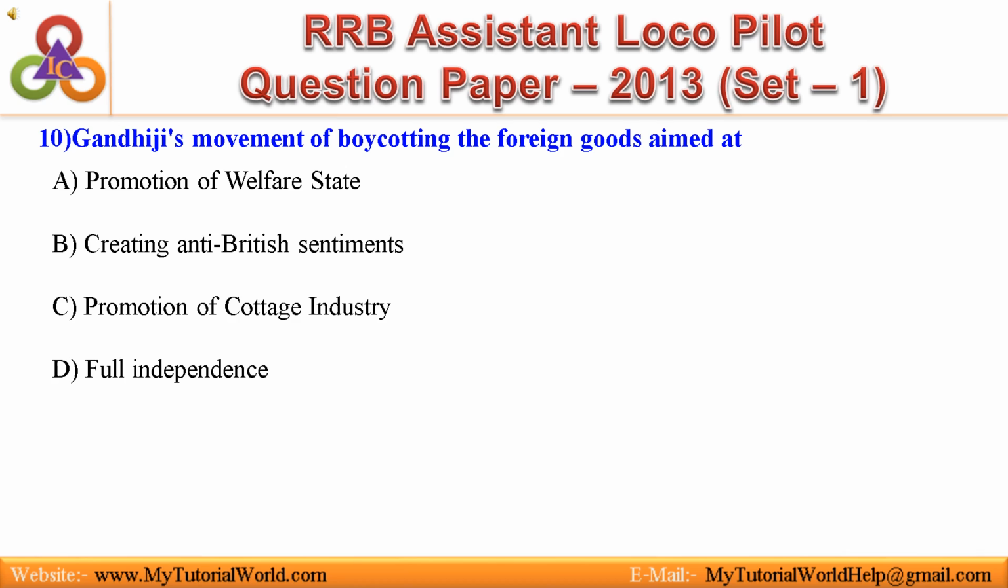Ten. Gandhiji's movement of boycotting the foreign goods aimed at A. Promotion of welfare state. B. Creating anti-British sentiments. C. Promotion of cottage industry. D. Full independence. Answer is promotion of cottage industry.